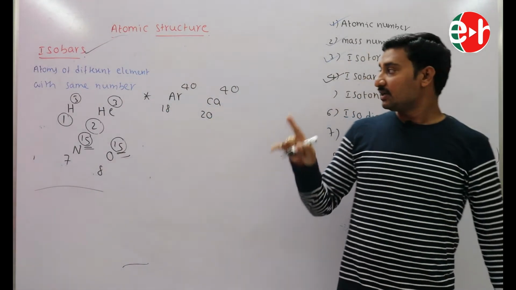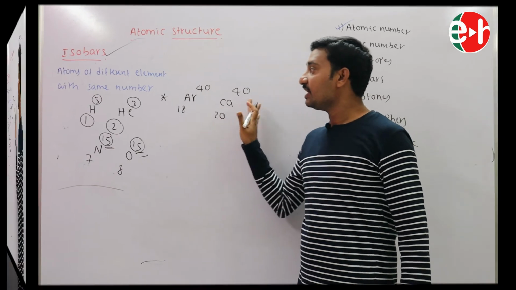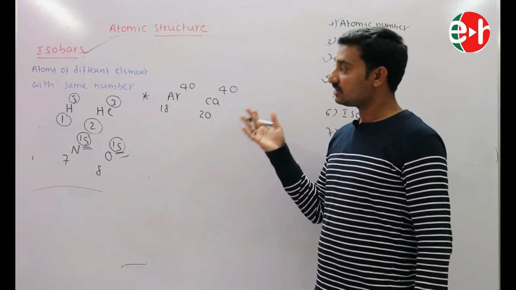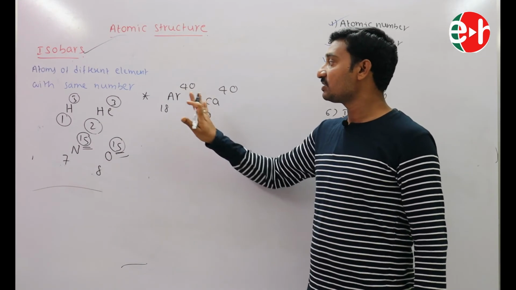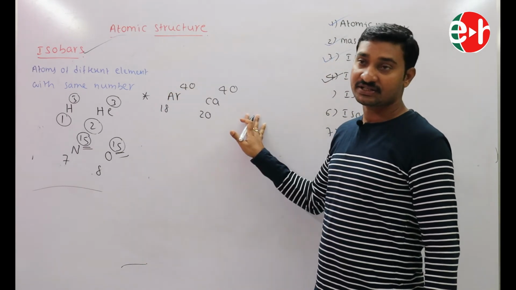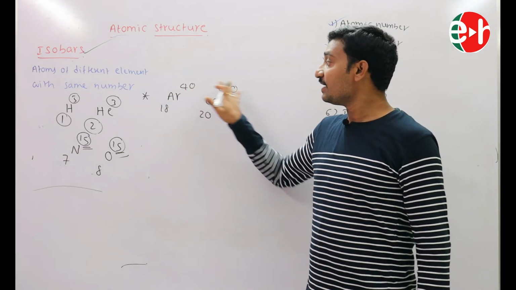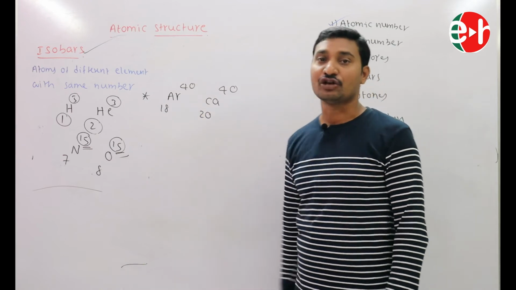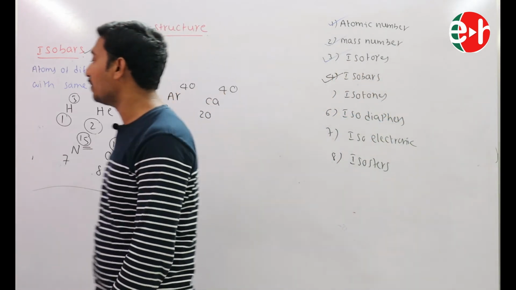Isotopes: atoms of same element with different mass number, same atomic number. But isobars: atoms of different elements with same mass number, different atomic number, called as isobars.